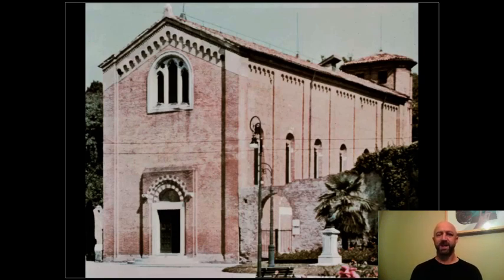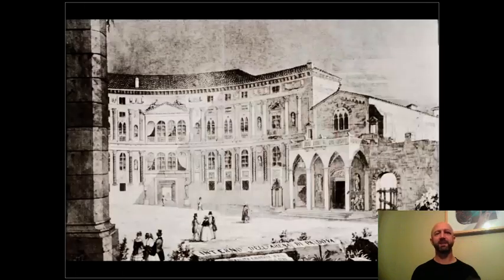In the Scrovegni Chapel, which is named after the person who built it, we see some of the greatest frescoes produced during the early Renaissance. For a look at it during its own time period, the Scrovegni Chapel over here would have been connected to basically the villa of the Scrovegni family that we see over here. It's in Padua in Italy, and this is an artistic rendering of what it would have looked like before modern times.